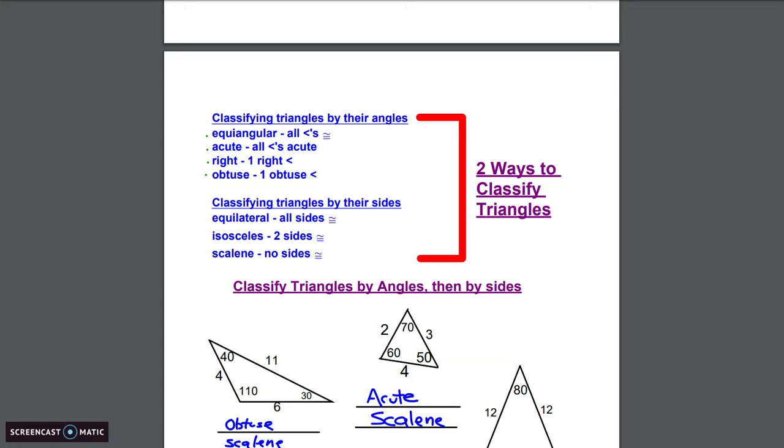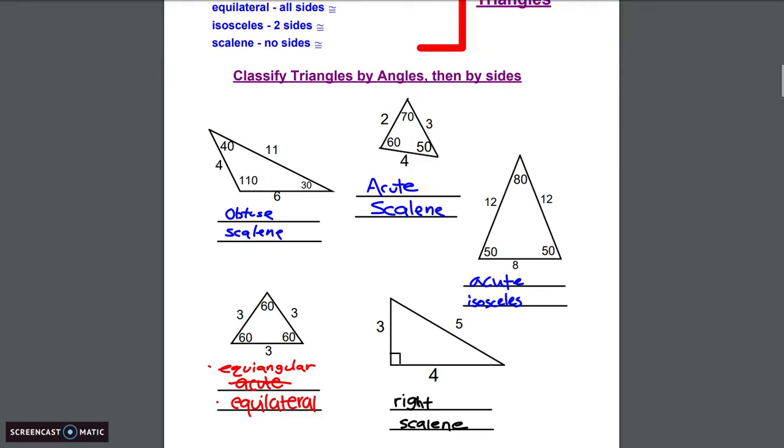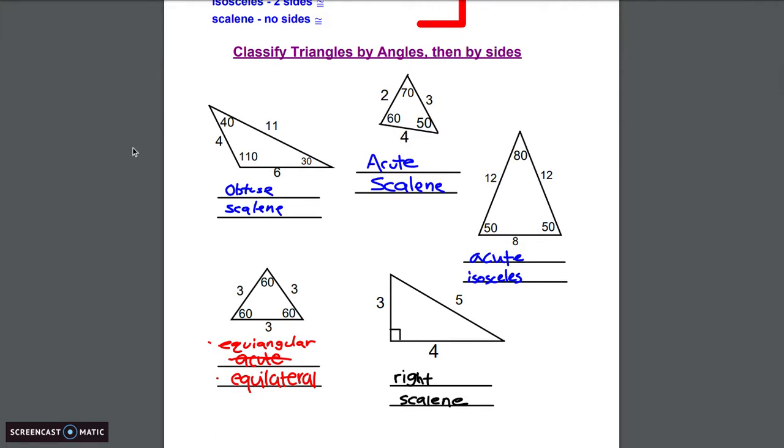if all sides are congruent, isosceles if 2 sides are congruent, and scalene if no sides are congruent. So already we have the answers here, but from this one you can tell this is obtuse and scalene. First, from the angles, we can tell that it's obtuse because of this 110. And then we can tell it's scalene because 4, 6, and 11 are not equal. So we know that's what that is.